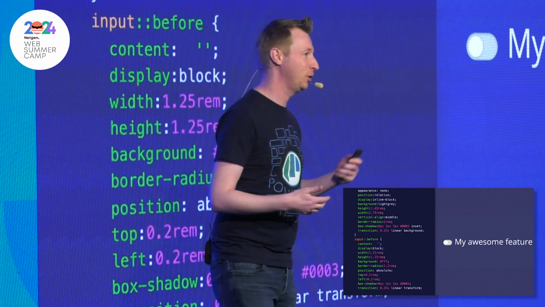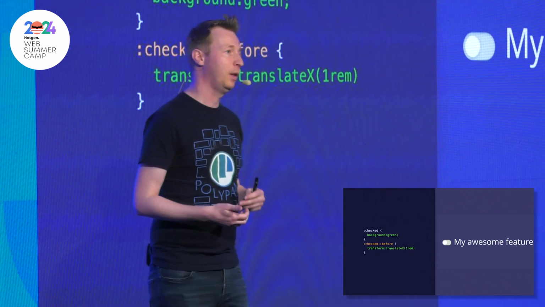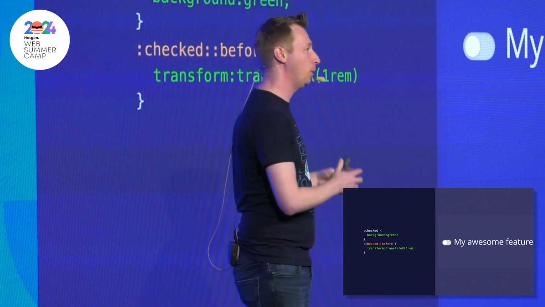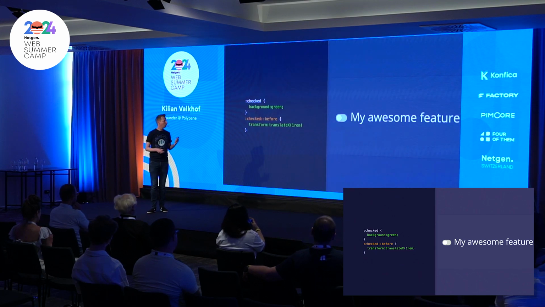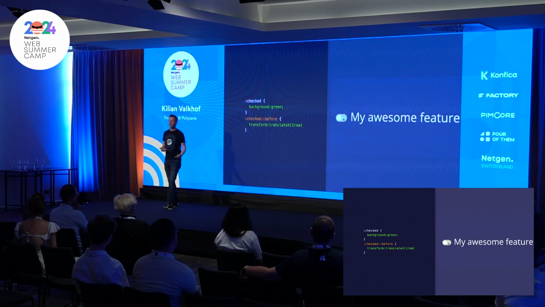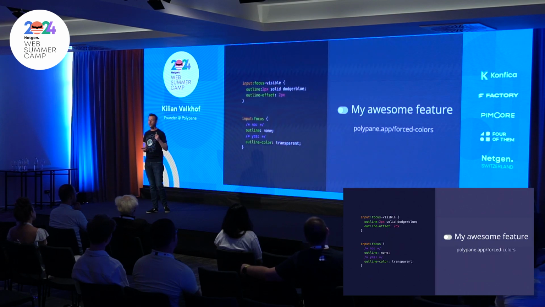So let's use the checked pseudo class. To make that change visible, we use the checked pseudo class. And this will match whenever the input would normally show that checkbox. So now as I click, the checked pseudo class will match and we get the green background and the thumb slides. So that's great, but we need to add one more thing, and that's taking care of accessibility.